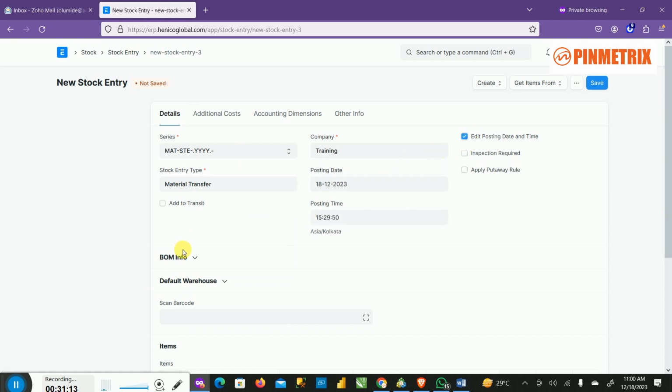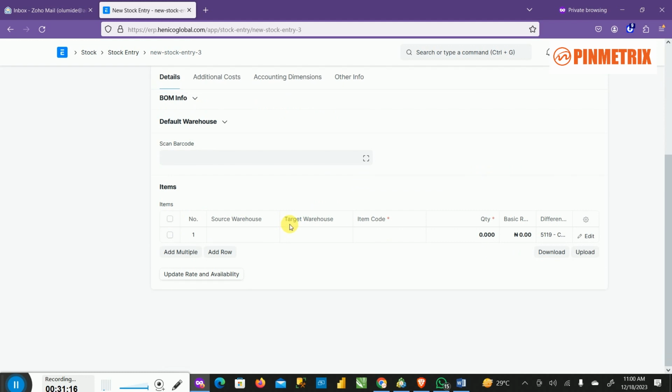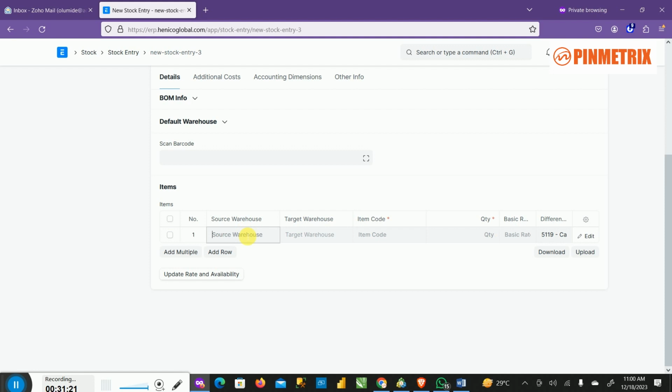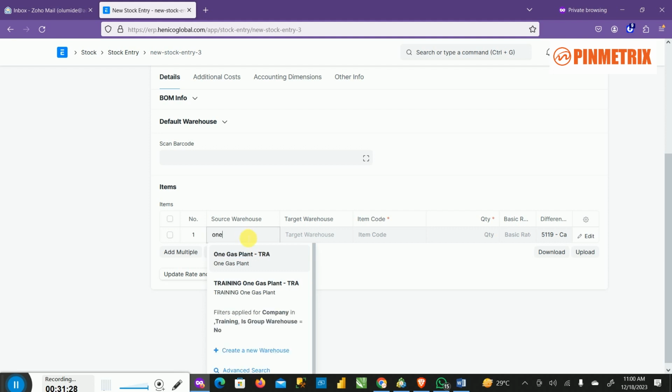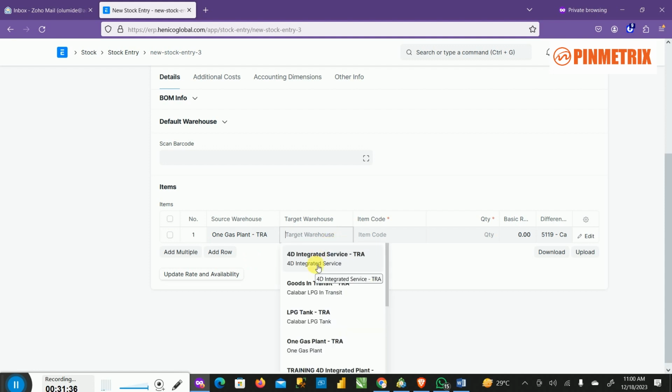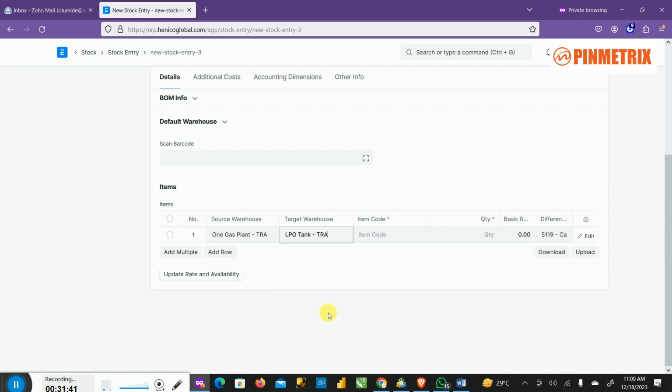I'm using the same date, and I'm picking the warehouse. The warehouse I'm transferring from is One Gas, which is this. I'm transferring to LPG tank. That's where the sales is made from. So I'll pick this product, and I'm transferring 30 kg.